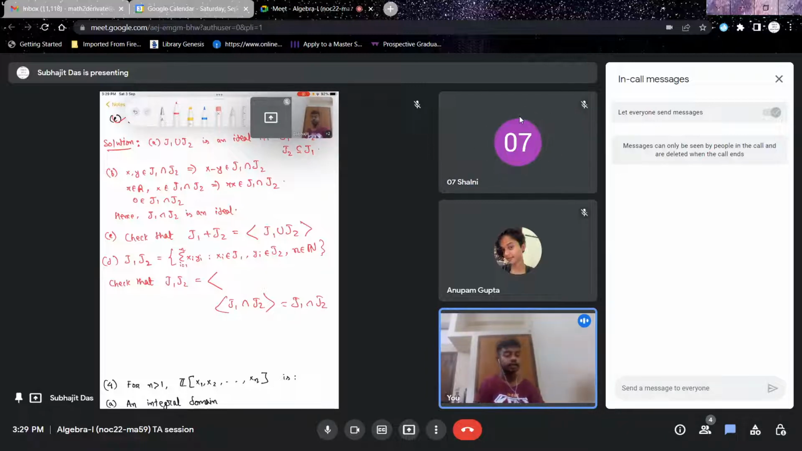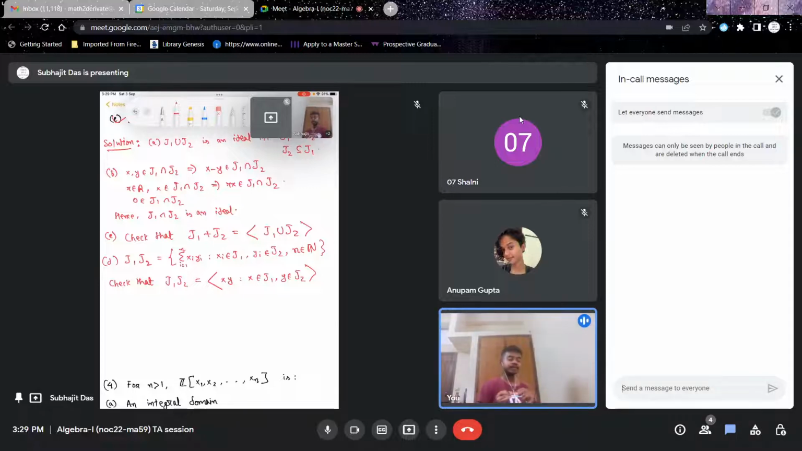Yes, sir. So J1 intersection J2 won't work, but there is some different set that you can take here. You can check that this is precisely the ideal generated by all products xy, where x is in J1 and y is in J2. Essentially, what do you need to do to form an ideal out of a subset? You just need to close that subset under sums and multiplication by ring elements, right?